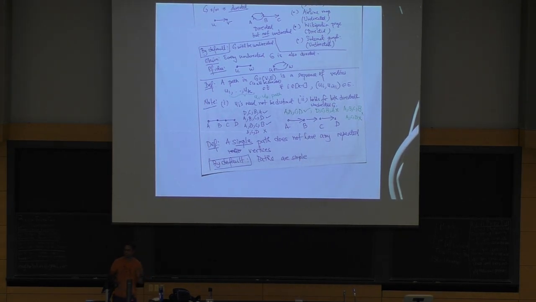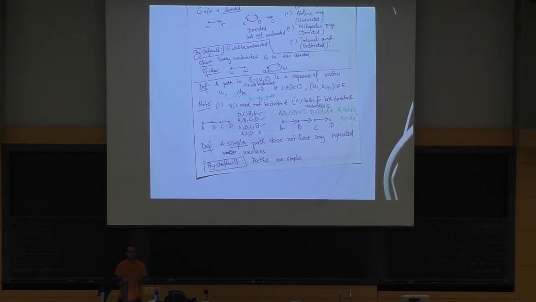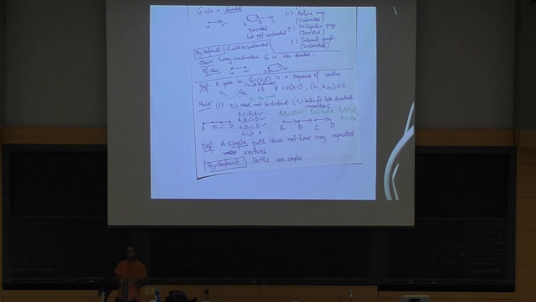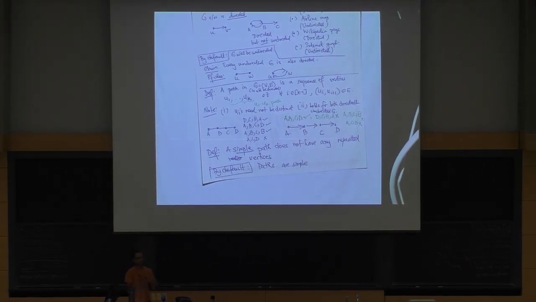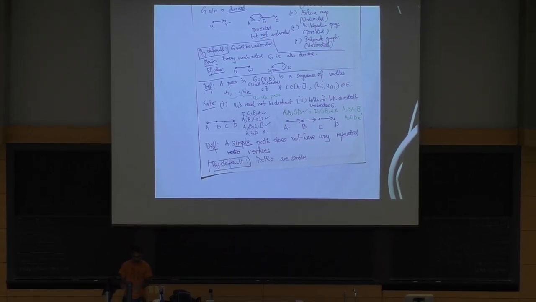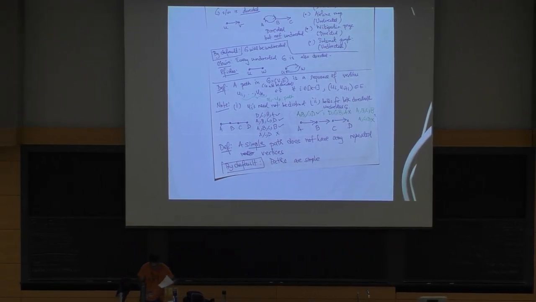So as you can see, there are a bunch of defaults. We talked about graphs being by default undirected. These are important things to remember because, for example, if in an exam or homework it says, given a graph G, unless it says it's directed, you should assume it's undirected. If it says there's a path, you should assume that the path is a simple path. Okay?